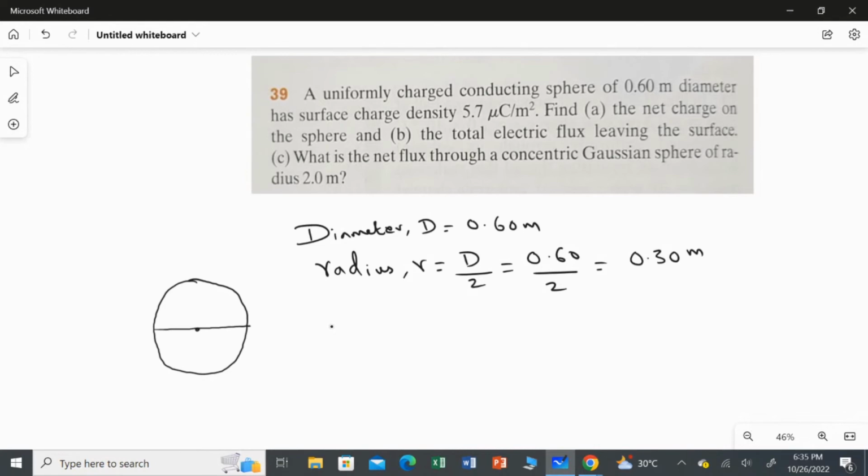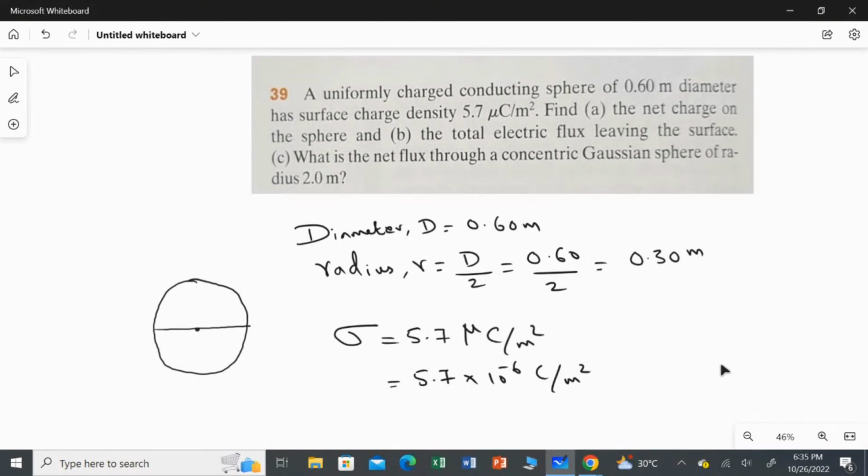and the sphere has a diameter of 0.6 meter, and it has the surface charge density value also. So what is that surface charge density? They are mentioning sigma. Sigma is the surface charge density. The value is 5.7 microcoulomb per meter square. What is the value of micro? The micro value is 10 to the power of -6. So I have to write 5.7 multiplied by 10 to the power of -6 coulomb per meter square.